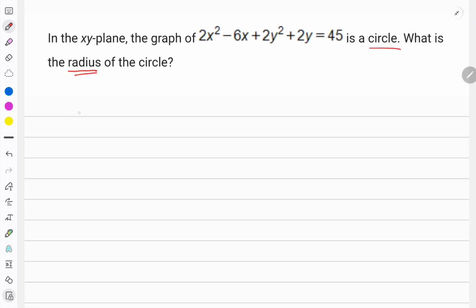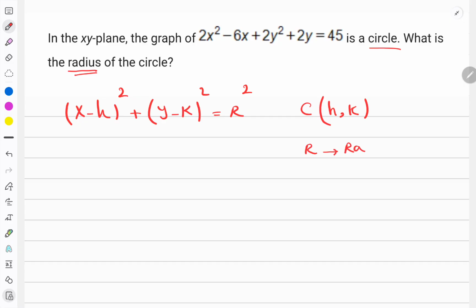Okay, so we know that the equation of a circle is (x minus h) squared plus (y minus k) squared equals r squared, where the center of this circle is (h, k) and r is the radius of this circle. So we are going to find r in this equation. As you can see in this equation, we have common factor 2. So I'm going to factor out 2 in this equation.